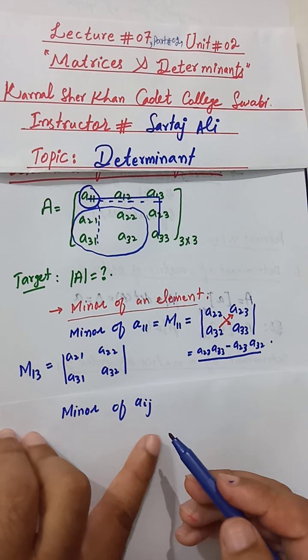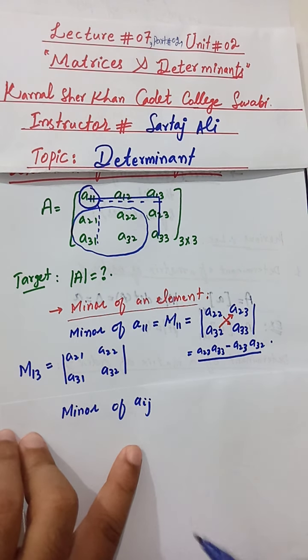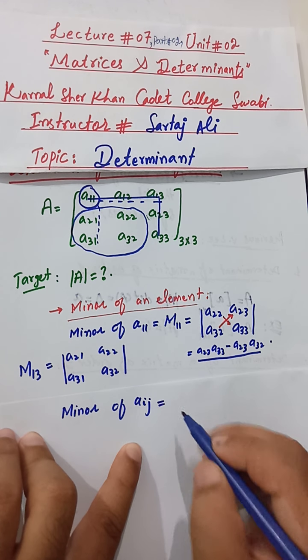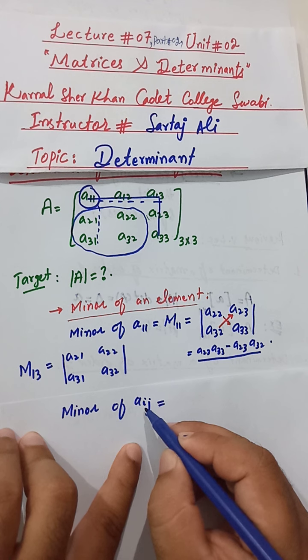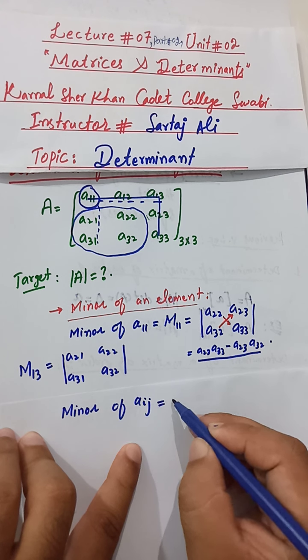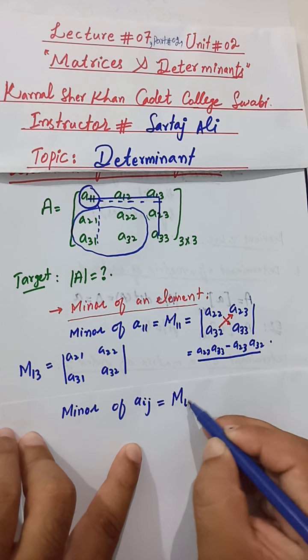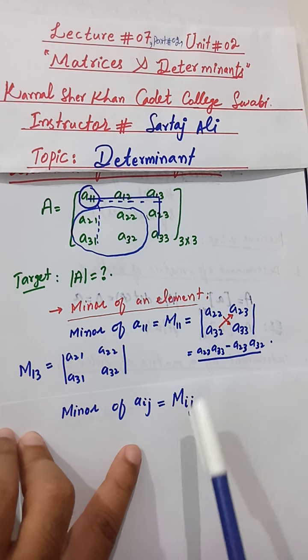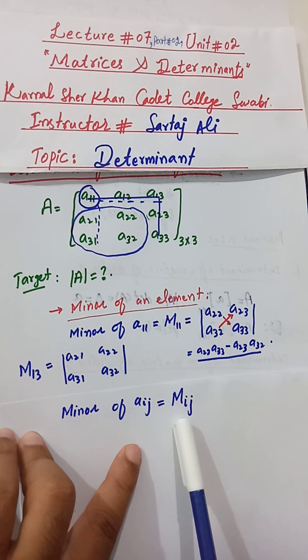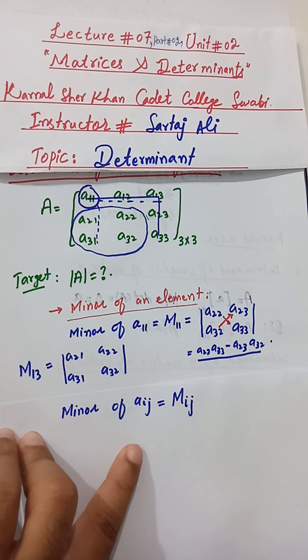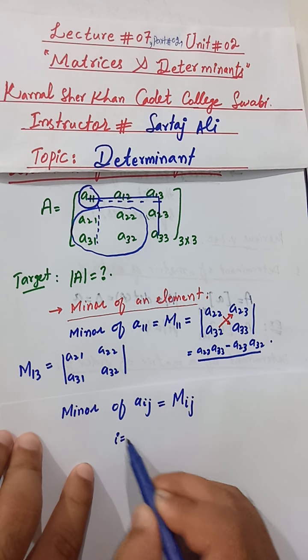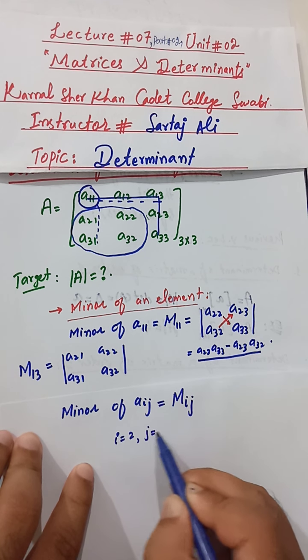So this is the general definition of minor. Minor of Aij, where Aij is the element of a matrix, will be denoted by capital Mij. And how can you calculate that? You will cancel out the ith row and jth column, and for the rest of the matrix you will take the determinant.